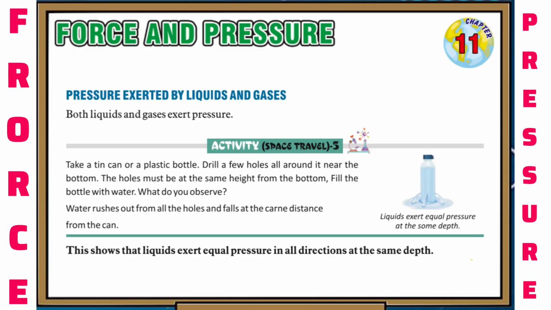Water rushes out from all the holes and falls at the same distance from the can. Here you can see the picture in which liquids exert equal pressure at the same depth. So now this shows that liquids exert equal pressure in all directions at the same depth.